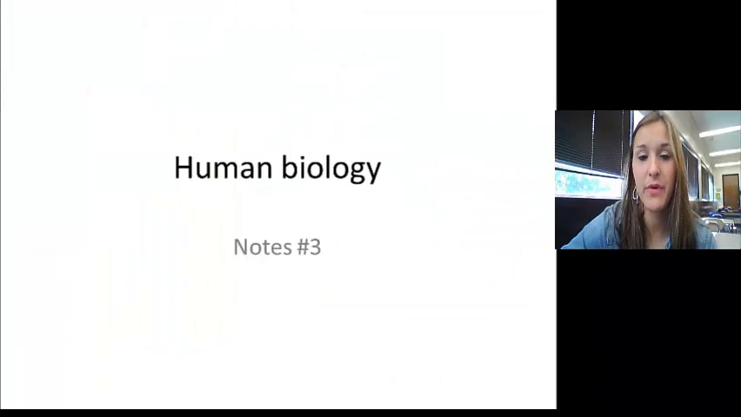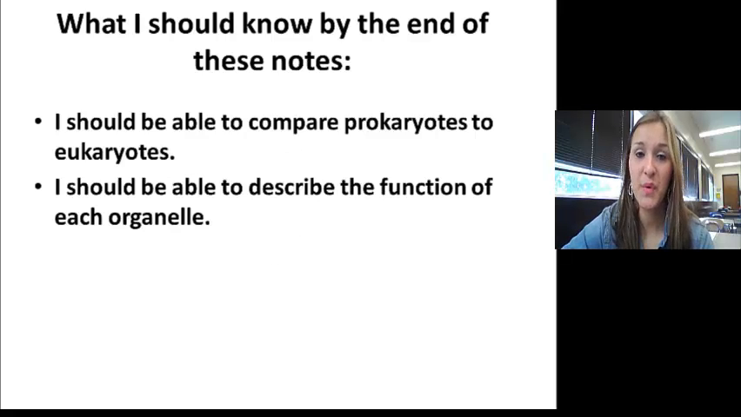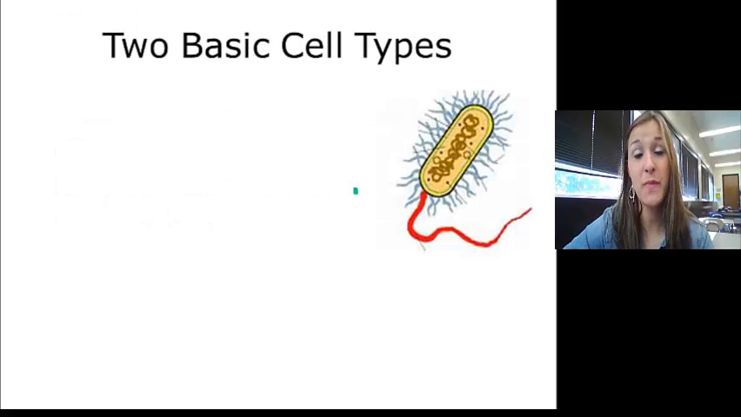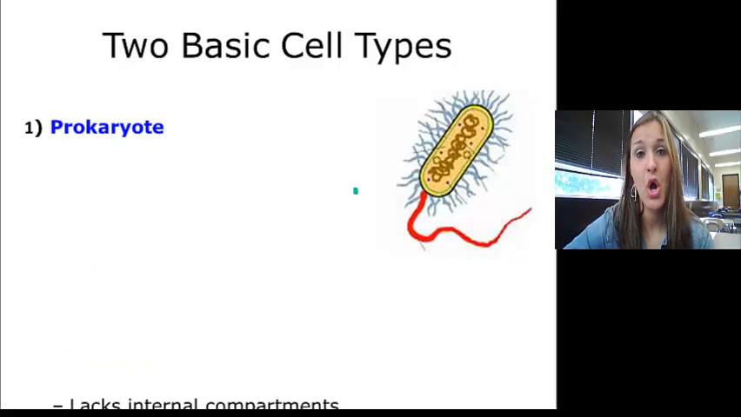Welcome to notes number 3. In these sets of notes, we're going to be talking about two types of cells, prokaryotes and eukaryotes. Then we're going to be taking a closer look inside these cells and looking at the organelles that make up the cell itself. There are two basic cell types, prokaryotes and eukaryotes.